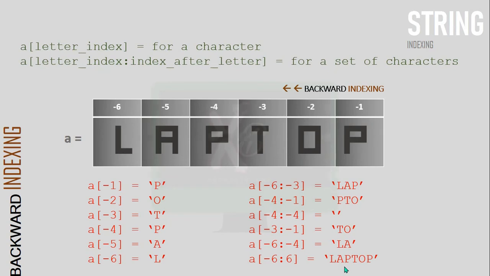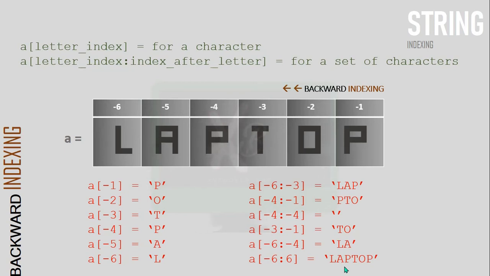The same thing happened in forward indexing. Let's take another example. A square bracket -4, so -4 is P, colon -1. So -1 is P, the last P, but we're not going to take that. We're going to take the letter before that, that is O. So P T O. So -4:-4, nothing. We started at -4, we ended before -4. That's not possible. So it's an empty string. We have -3, so we are starting at T and then -1. So -1 is P, but we're not going to take that P. We're going to take the letter before that. So now these two are okay. Backward and forward indexing are okay.